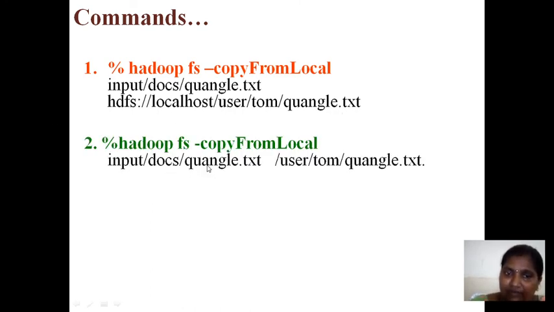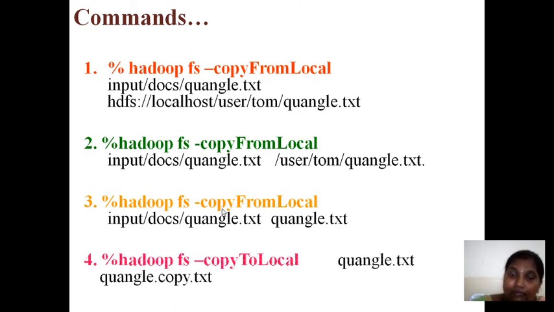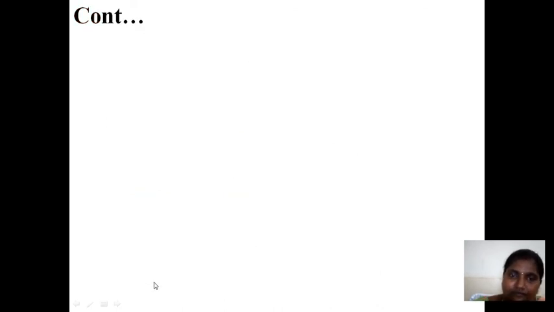The input file from the local system you want to store to HDFS. No need to specify the local HDFS and localhost. Just use the main path, or just use a file name where you want to copy. Now you can copy to local also, means from HDFS to local also you can copy. In that case you have to specify the file from HDFS and specify the file to local.